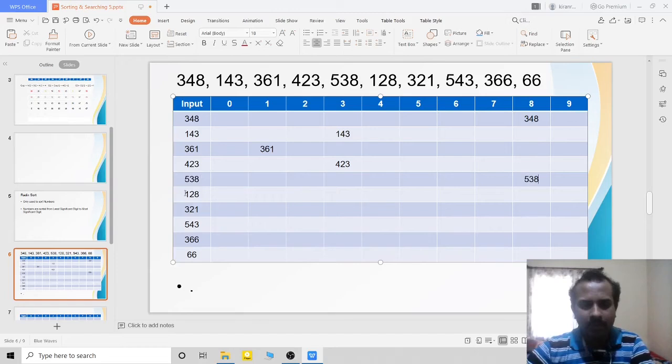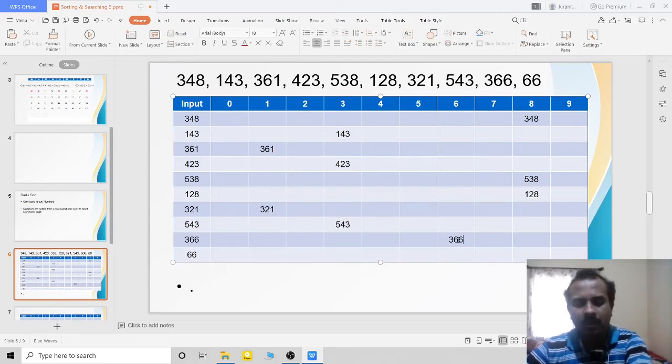Then I am going to write the 128 now. So 128 again comes below the 8. Then 321. So 321 will come under 1. Next I have the 543. 543 will come under 3. And then I have the 366. So it will come under the 6.